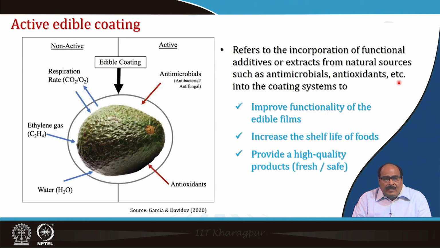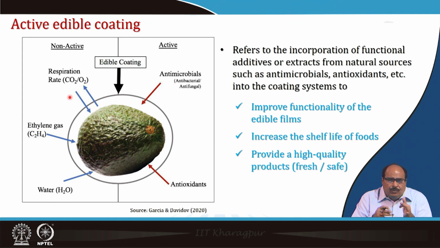Now, regarding active edible coating and non-active edible coating: active coating means that along with the coating emulsion or coating material, some active ingredients like antimicrobials, antifungals, antioxidants, etc. are added into the emulsion which is used for making the coating or film. So, it becomes a healthy approach. It improves functionality of the films, increases the shelf life of the food, and provides a high quality product which is both fresh and safe.